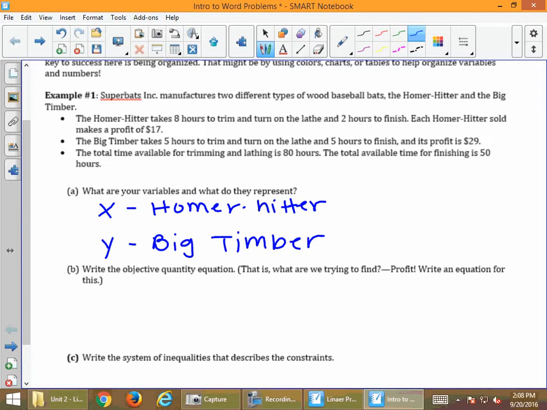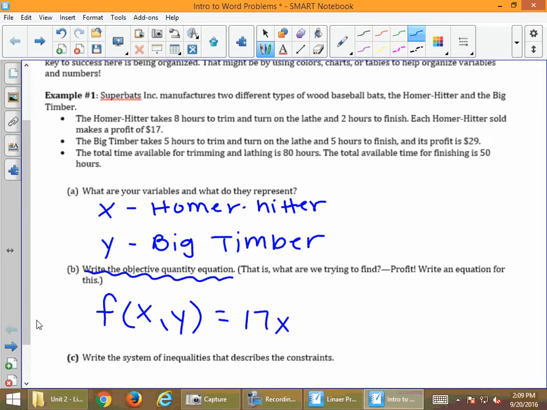Figure out your variables. Your second step, write the objective quantity equation. Oh my gosh, lots of big words. Okay? It's literally an equation that's representing the profit. Really easy equation to make. You're just using that f of x, y equation, and you just look back at your information. How much do they make off a Homer Hitter? $17. So you just do 17x because x is representing the Homer Hitter.